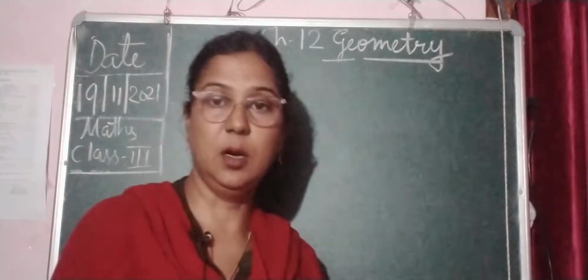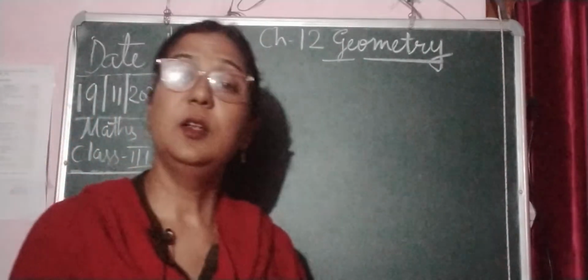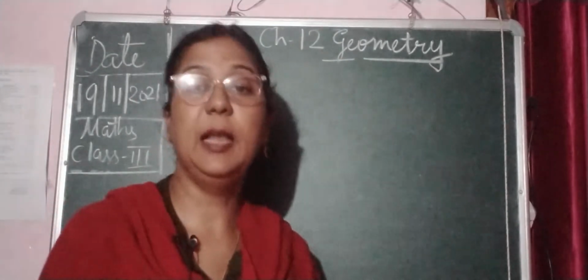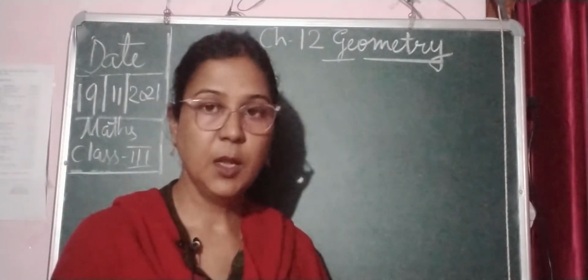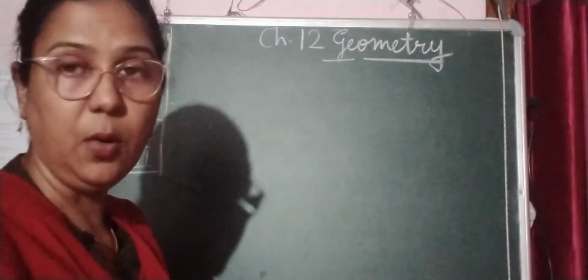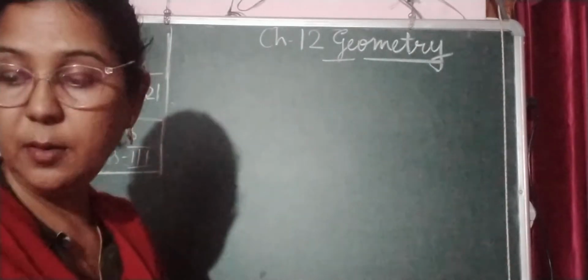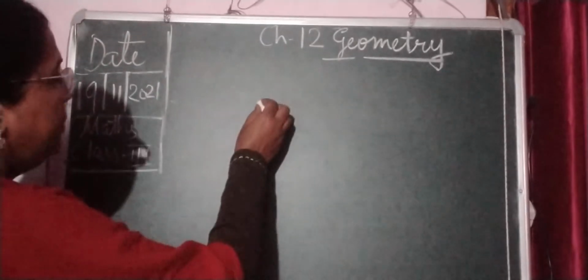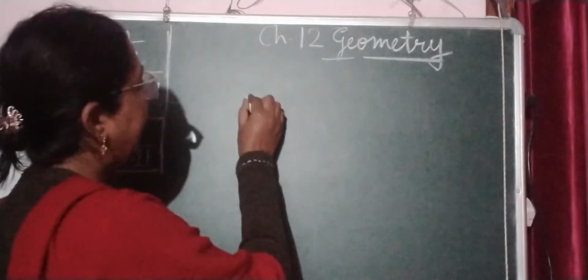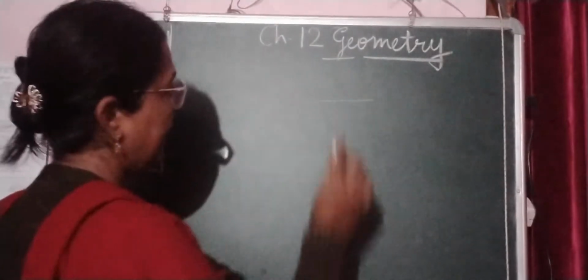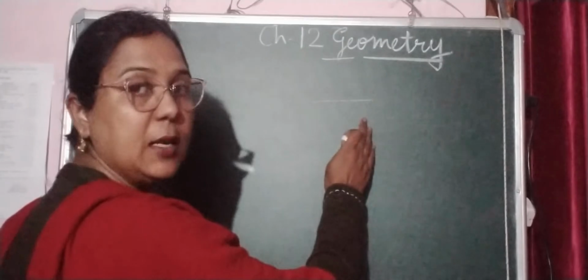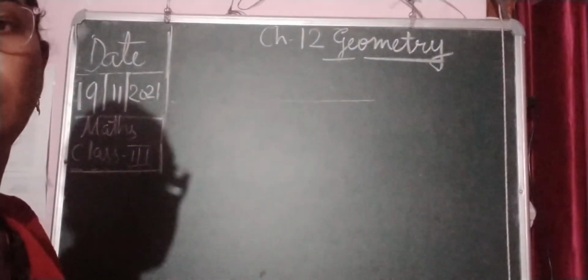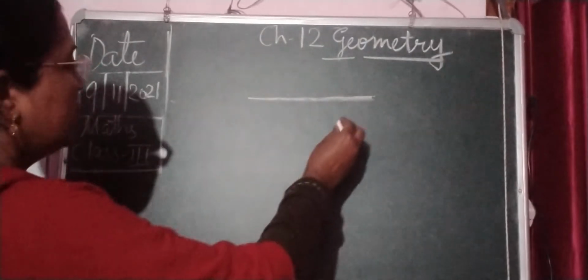I'm going to describe what type of lines are called straight lines and what type of lines are called curved lines. Children, if we take some object which is straight, and on the basis of that object we draw a line, it will become a straight line. So this is called a straight line, children.